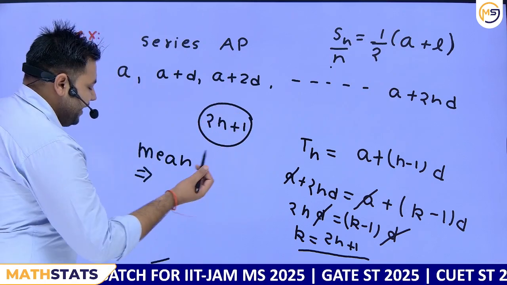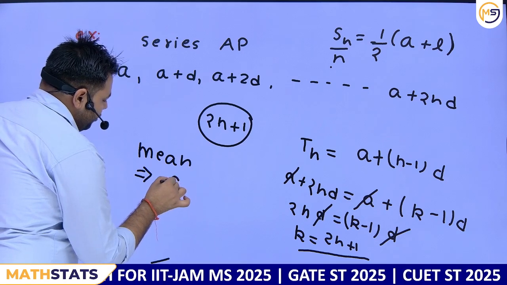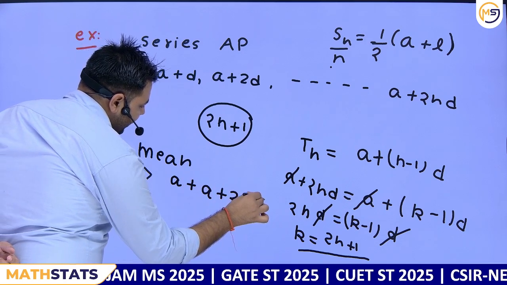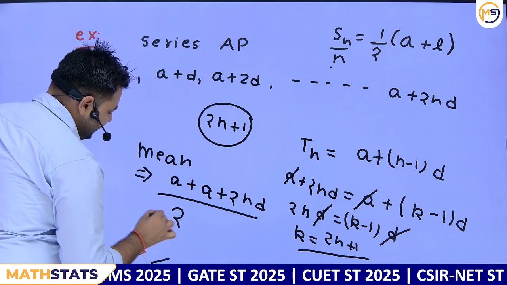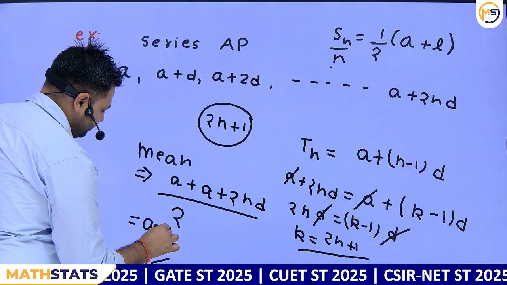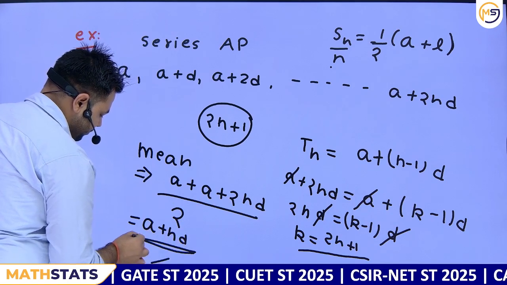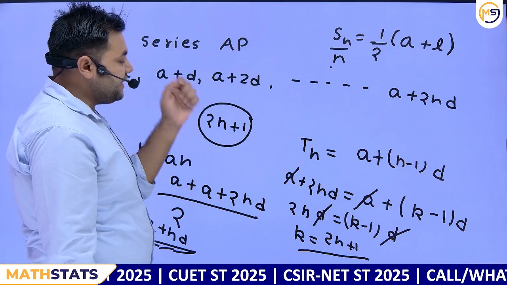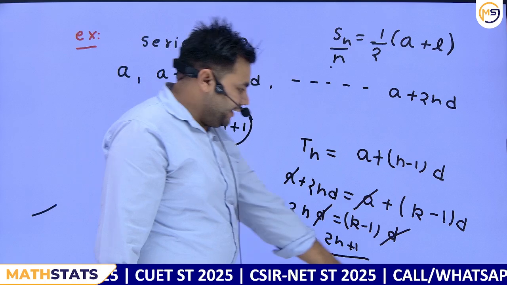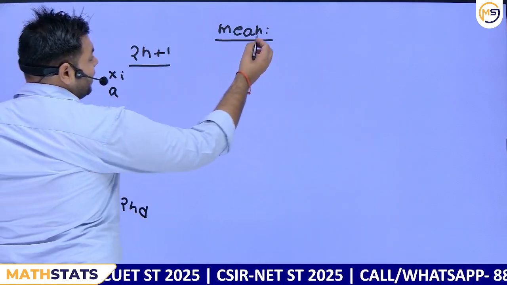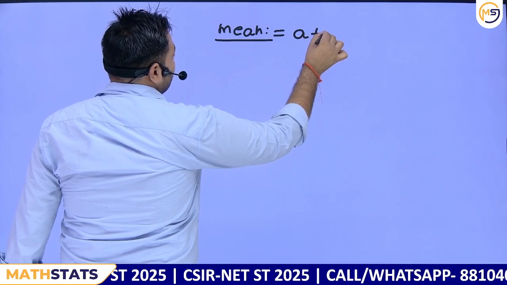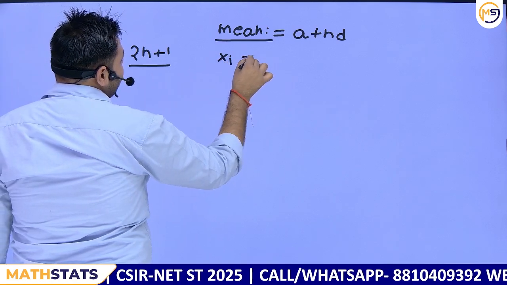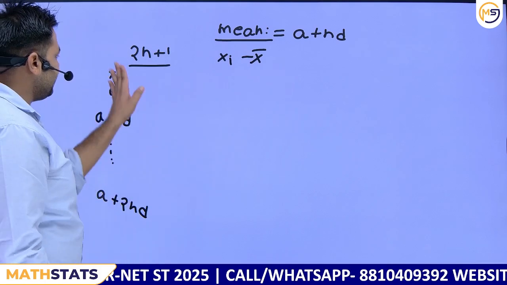The first term is A and the last term is A plus 2ND, divided by 2. So the mean of this AP series equals A plus ND. Now, what is the mean? The mean equals A plus ND. Now, xi minus x bar. What is the value of xi minus x bar?